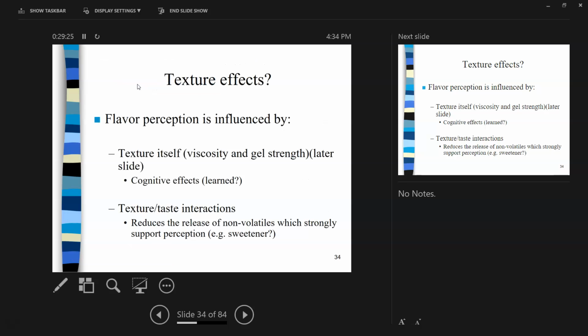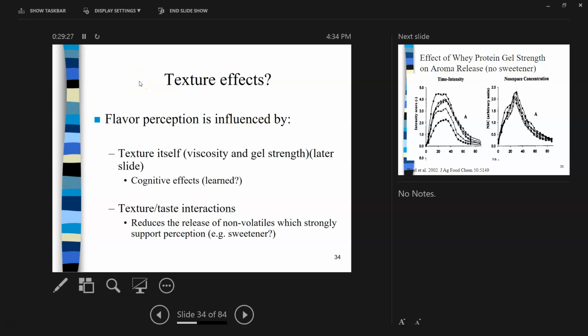Flavor concentration. Let's go on to something else. And this is one that I think is kind of interesting. People are leaning a little bit to it this way. Why does something viscous have less flavor? And so there's some question about cognitive effects. Have we learned through association that a viscous material is less sweet?